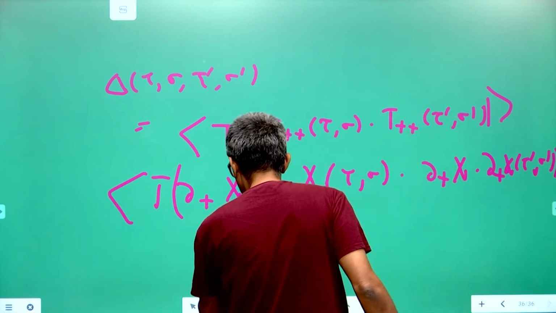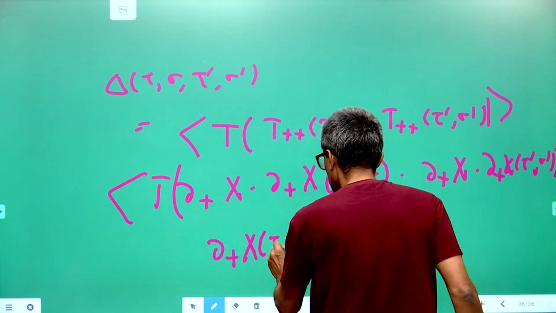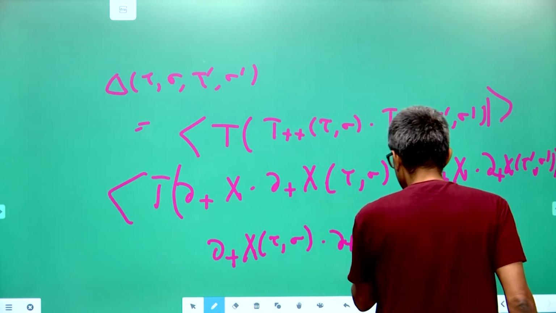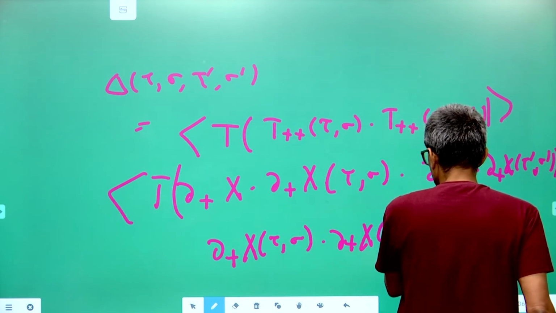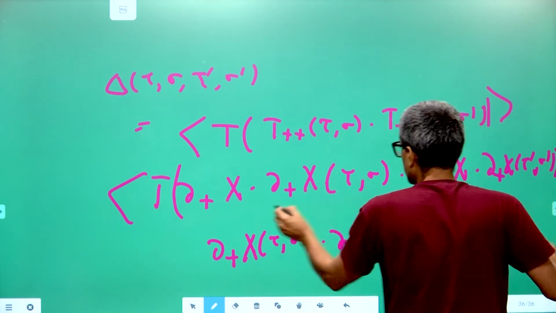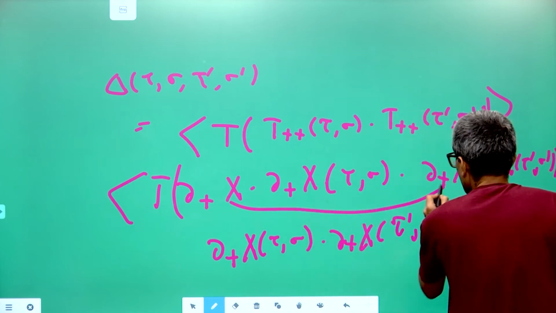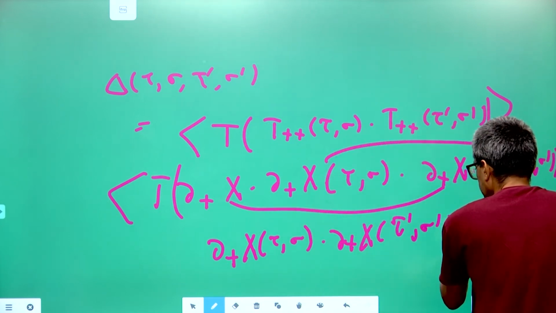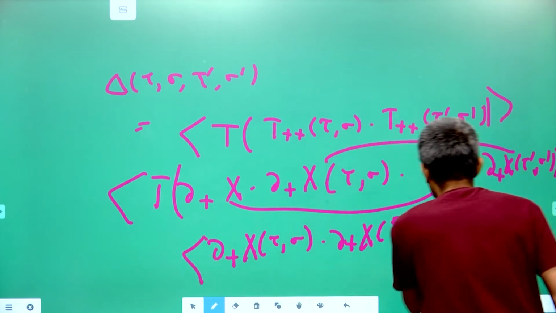So you will get terms like ∂+X(τ,σ) multiplied by ∂+X(τ',σ'), plus the same term coming from the other pairing. This will come by pairing this, and this second term will come by pairing this term and this term. So you are calculating the vacuum expected value of this, and then the whole square.